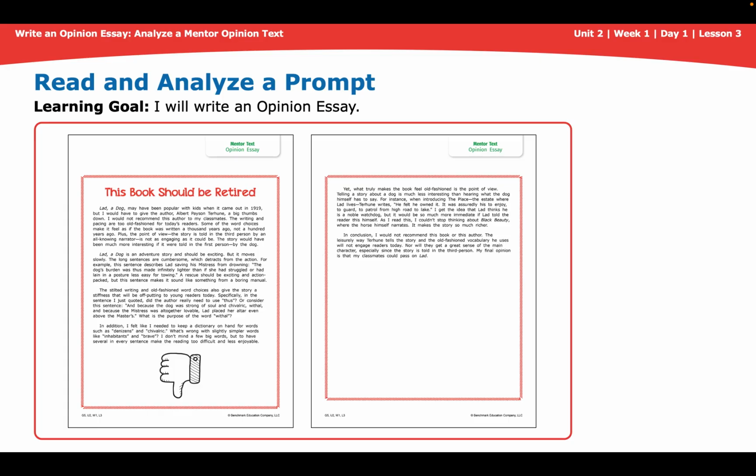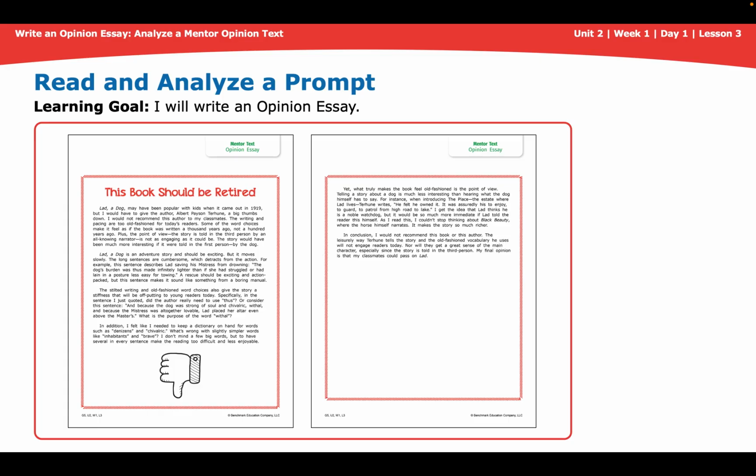What is the purpose of the word withal? In addition, I feel like I needed to keep a dictionary on hand for words such as denizens and chivalric. What's wrong with slightly simple words like inhabitants and brave? I don't mind a few big words, but to have several in every sentence makes the reading too difficult and less enjoyable.